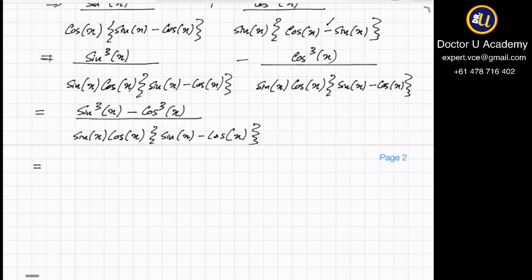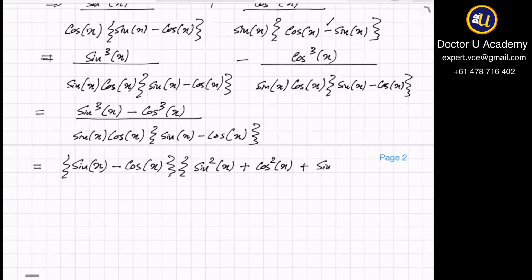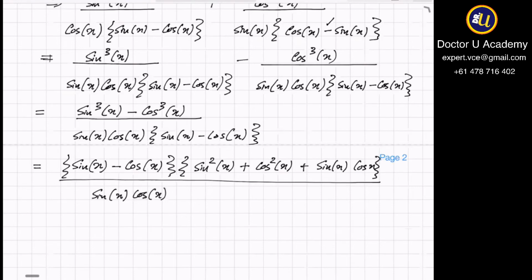So we can write this one in this way: sin x minus cos x. Then you can write sin squared x plus cos squared x plus sin x cos x, divided by sin x cos x times sin x minus cos x. Here you can cancel these two off, right?